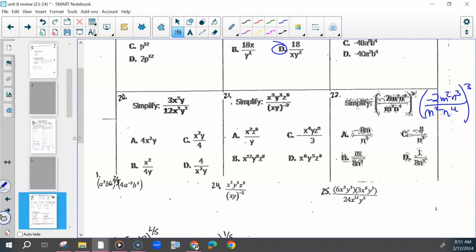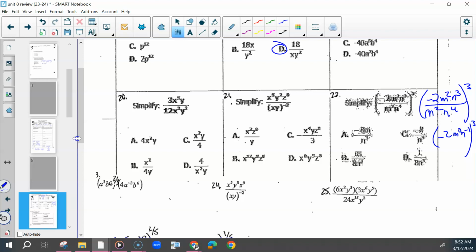I'm going to divide in this case first. We have negative 2, 2 minus 2 would give us m to the 0, 3 minus 4 would give us n to the negative 1. The n would come down. I'm sorry, we'll do that last.